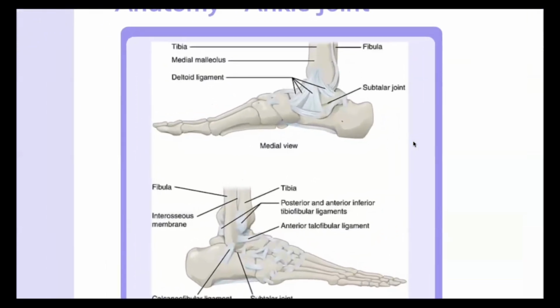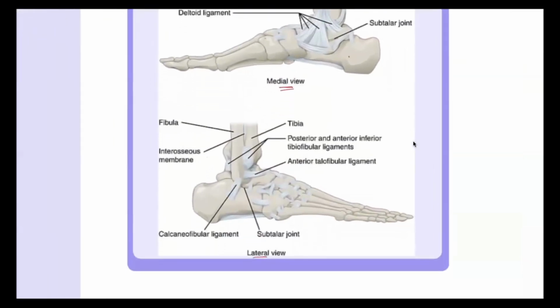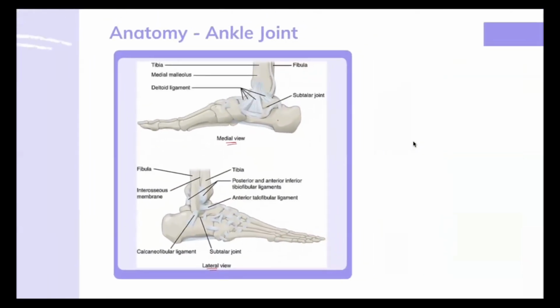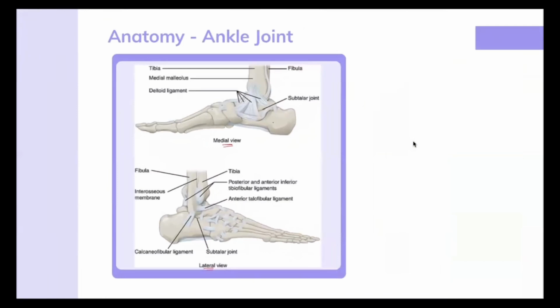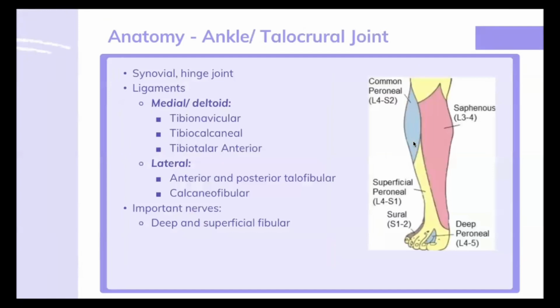So the ankle joint. So now again, medial view and lateral view. These obviously contribute to what we're going to learn. You have the deltoid ligaments, which are for the medial aspect of the foot, and you have the lateral ligaments. So let's go step by step. The ankle joint, which is a talocrural joint, is a synovial hinge joint. Pretty simple. It's just a hinge joint, and it's synovial. I don't have to get into detail of that.